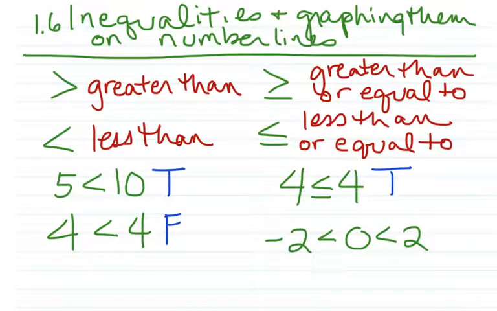So we need to know how to read that. -2 is less than 0 is less than 2. That one's a true one. We can also say that 0 is between -2 and 2. And we'll usually write those in the same order the numbers would appear on the number line. Smallest on the left, biggest on the right.